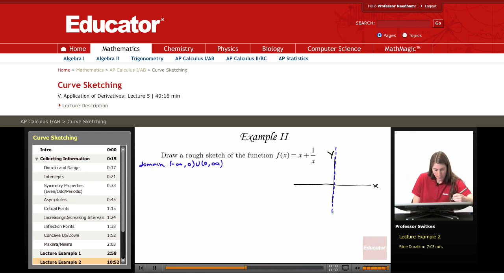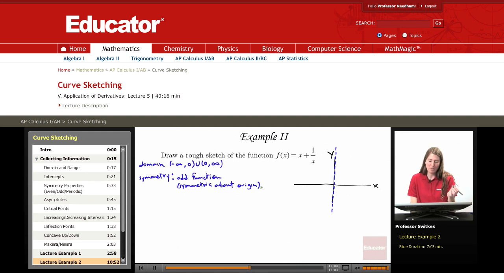Regarding symmetry, I want to note that this function f of x is an odd function, and so it's symmetric about the origin. So let me note that down. We had a tutorial way at the beginning on a review of characteristics of functions, and there we looked at what it meant for a function to be odd, that the function is symmetric about the origin.